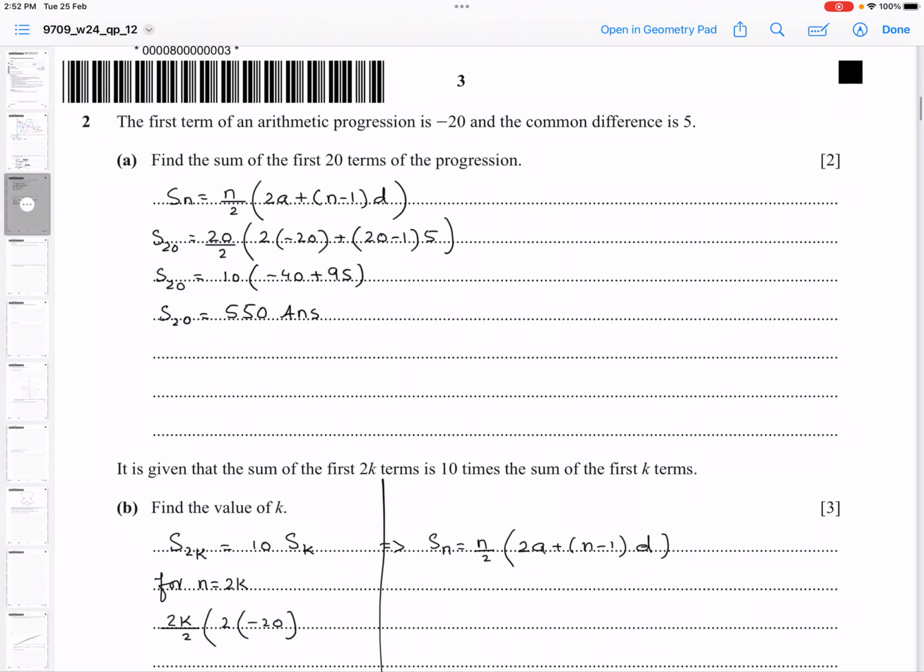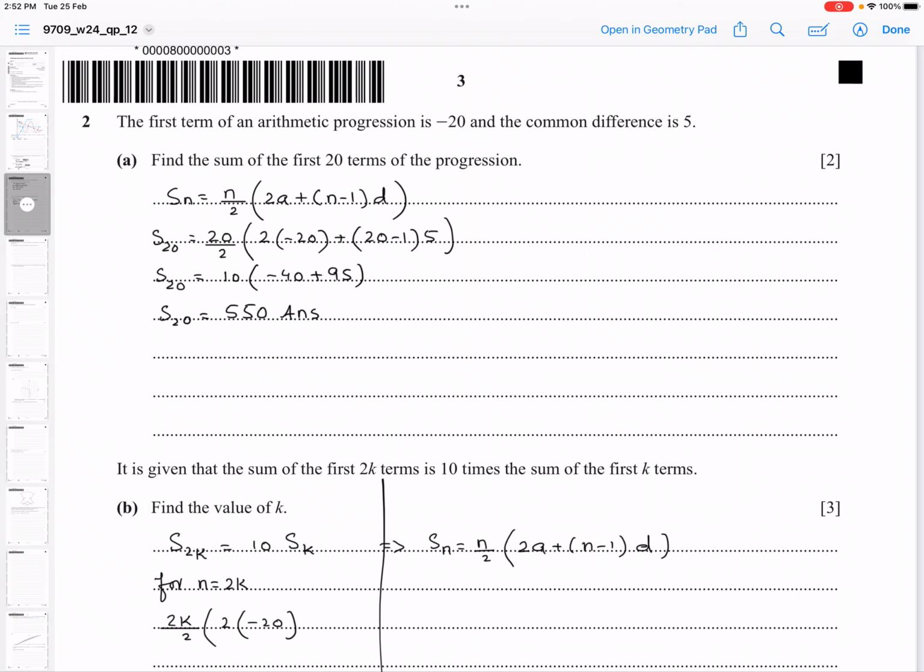Now come to the second question. In the second question, the first term of an arithmetic progression is minus 20 and the common difference is 5. Part A. Find the sum of the first 20 terms of the progression. The formula which is always given in the paper on the formula sheet is Sn equals n over 2 bracket 2a plus n minus 1 times d.